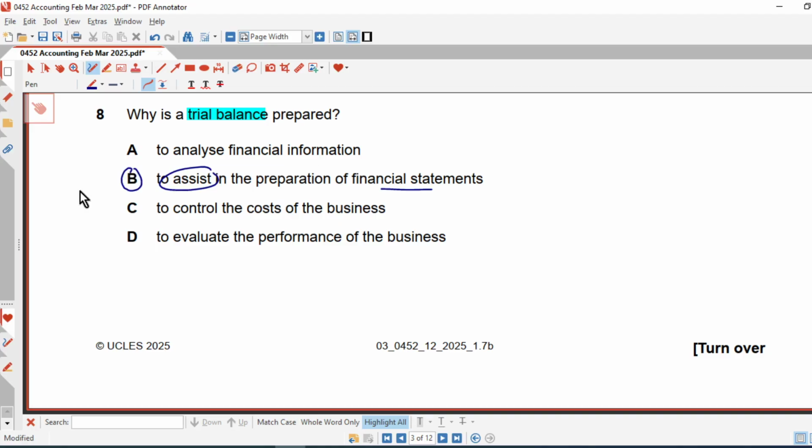So you're going to transfer whatever information you have in the trial balance into your income statement and financial position. To control the cost of the business, probably I would come up with some costing sheets or maybe analyze the expenses column of the income statement. No, but I wouldn't use a trial balance. To evaluate the performance, that will be more of the financial statement once again. So using the income statement or statement of financial position.